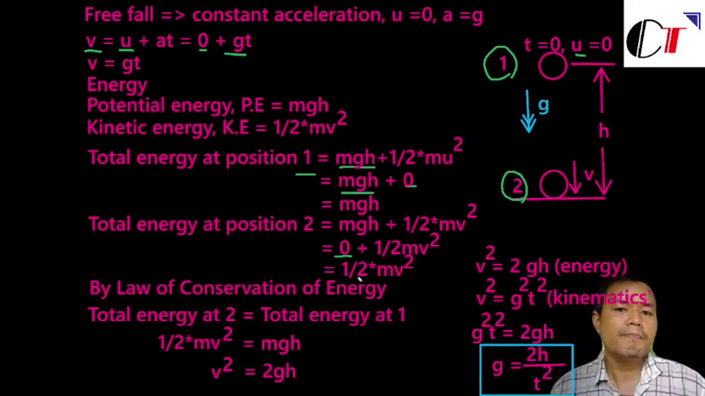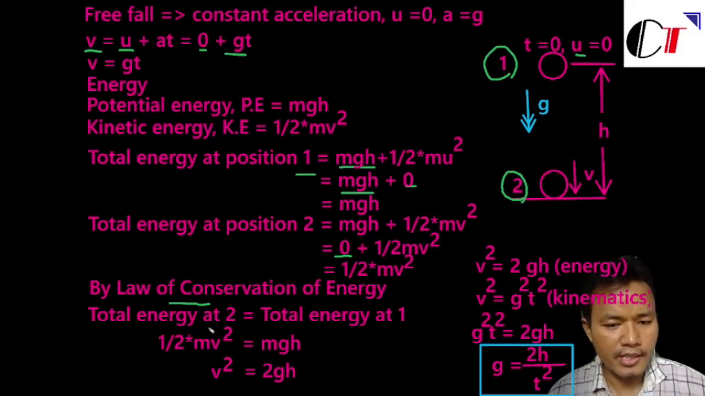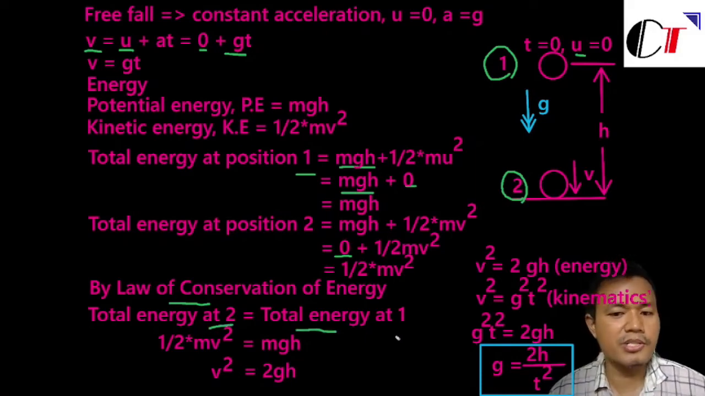And now we are trying to look at those energies at 2 positions by the law of conservation of energy. Of course, I think everybody here is aware that the law of conservation of energy states that energy can neither be created nor destroyed. Energy can be transformed from one form to another, right? So by the law of conservation of energy, total energy at position 1 must be equal to total energy at position 2.